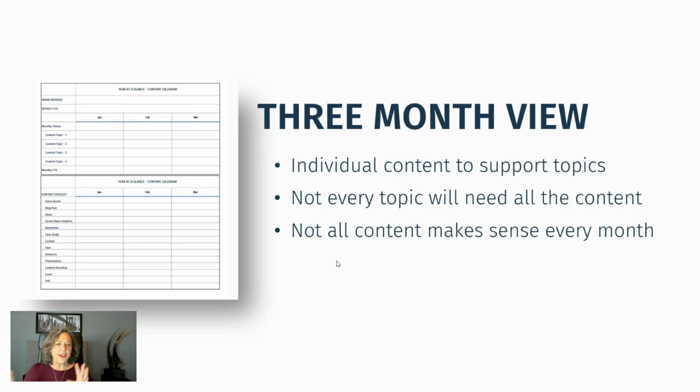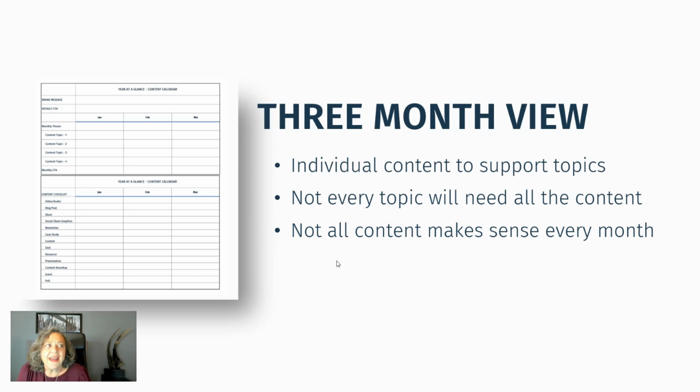Once you've got your monthly theme set up, go ahead and collapse the calendar to a 3-month view. So you can kind of see a quarter at a time what kind of videos you're going to need to create, what kind of blog posts you're going to need to run. You need to think about, I've got my theme. What are my primary topics? And remember that once you create a topic, you're going to be creating content to support that topic.